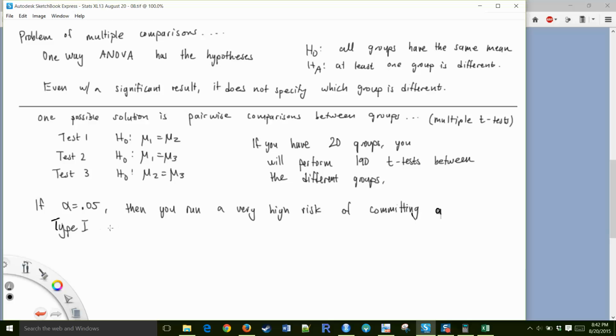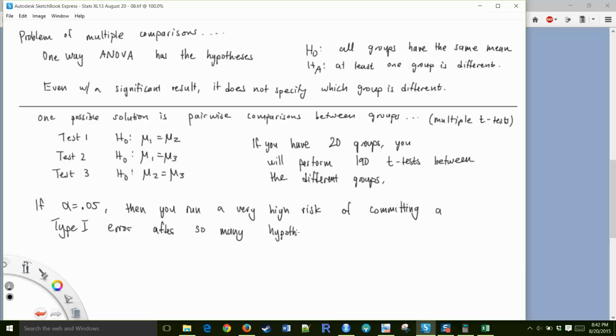So one-way ANOVA helps settle that by just, you have whatever significance level it is, that's the significance level. Okay.